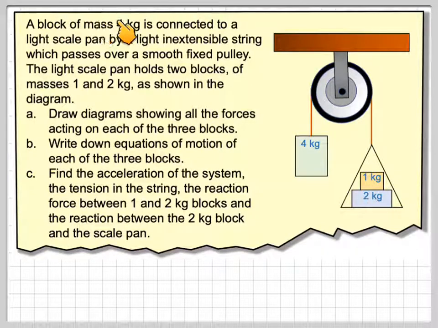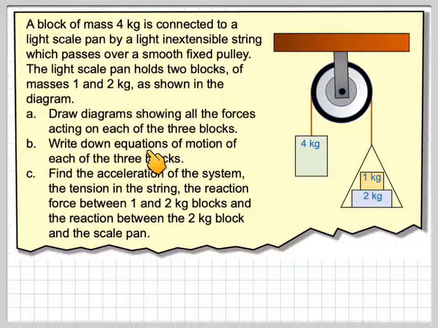Here we have a block of mass 4 kilograms. It's connected to a light scale pan by a light inextensible string which passes over a smooth fixed pulley. The light pan holds two blocks, one of 1 kilogram and another of 2 kilograms as shown in the diagram. It says draw a diagram showing all the forces acting on the 3 blocks.